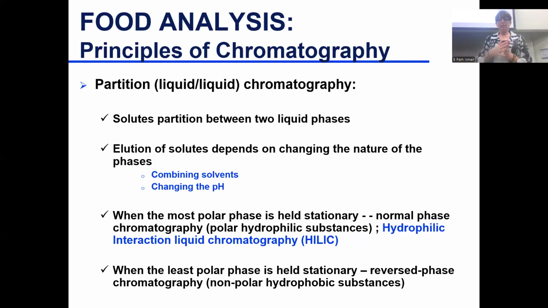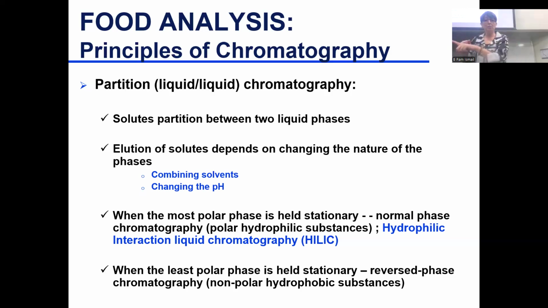And we already said that for normal phase, when the more polar phase is held stationary with a support, then this would be normal phase. And usually in normal phase, your stationary and mobile phase are immiscible. Water and hexane, they're immiscible. I mean, they cannot mix into a homogeneous solution. That's normal phase chromatography: the two phases are immiscible.